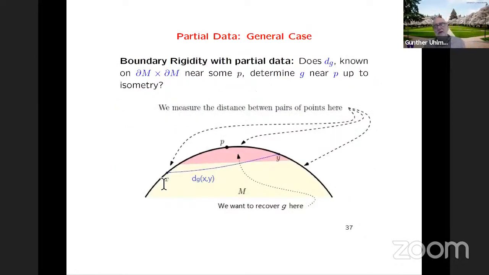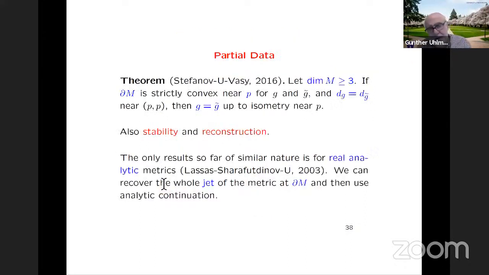Okay. So you can solve the local problem completely in dimension 3 or higher. Before, the result known was for real analytic metrics. And not only do we have a uniqueness result, but also stability, meaning if the distance functions are the same, then the metrics are the same up to this change of variables, which is the identity in the set where you are measuring. Also, we have reconstruction. That means we have a procedure to recover the metric in appropriate coordinates from the distance function. This is the local result.